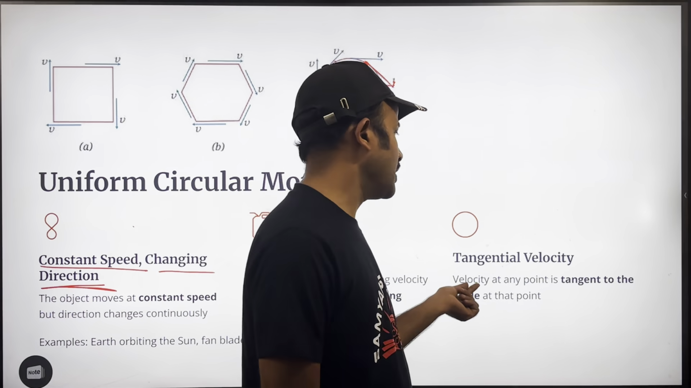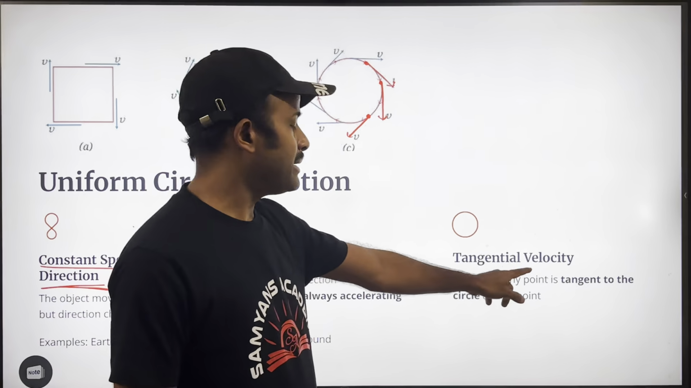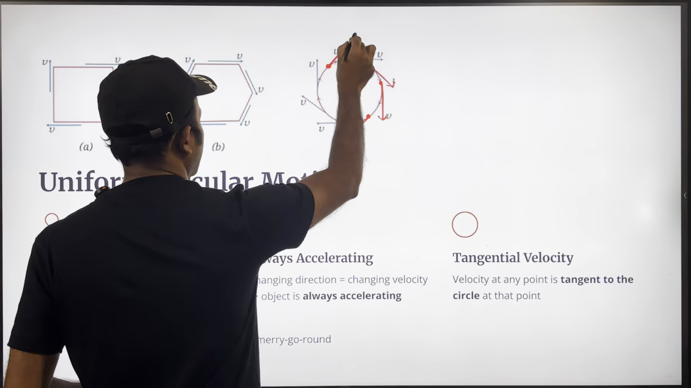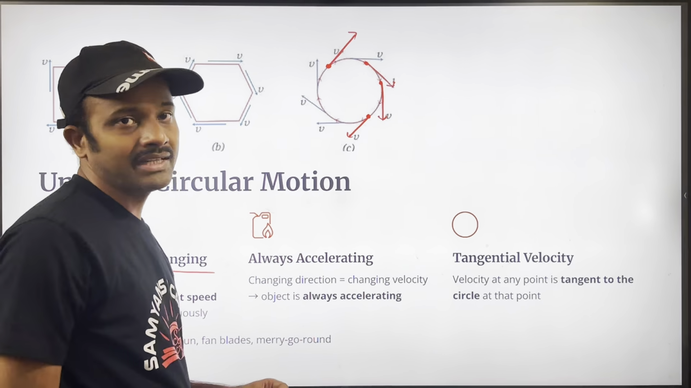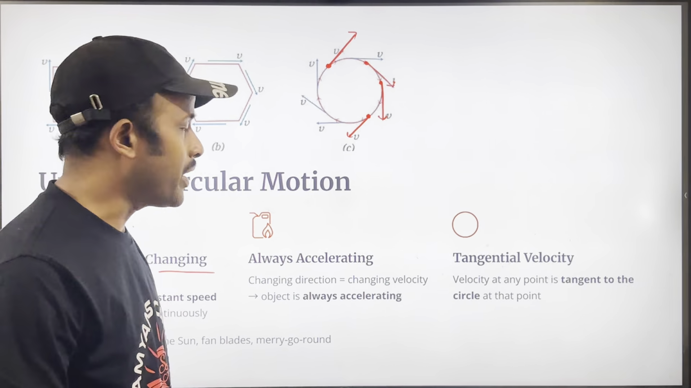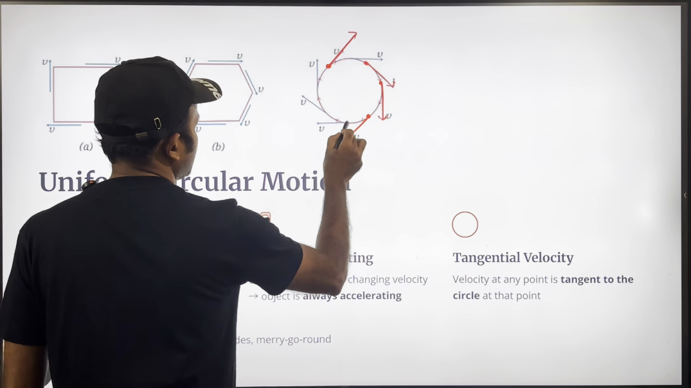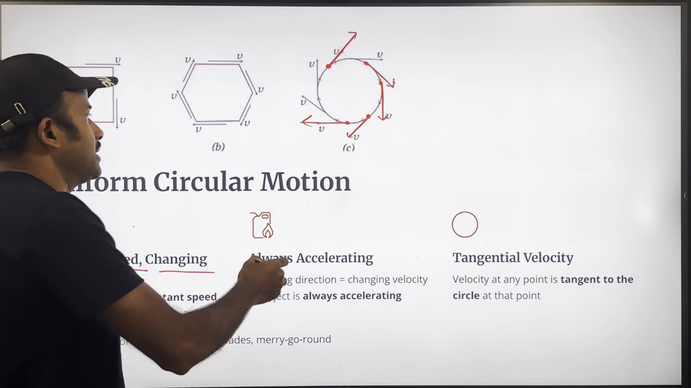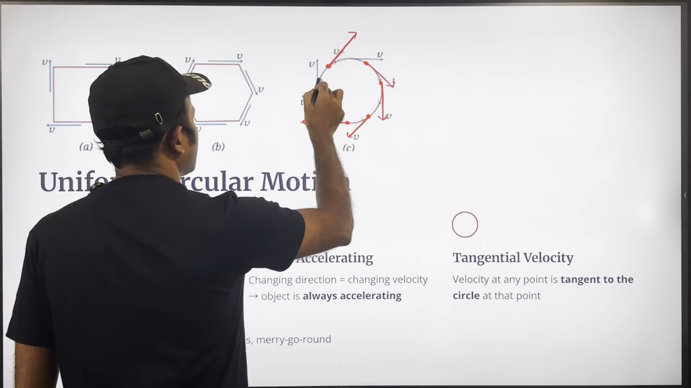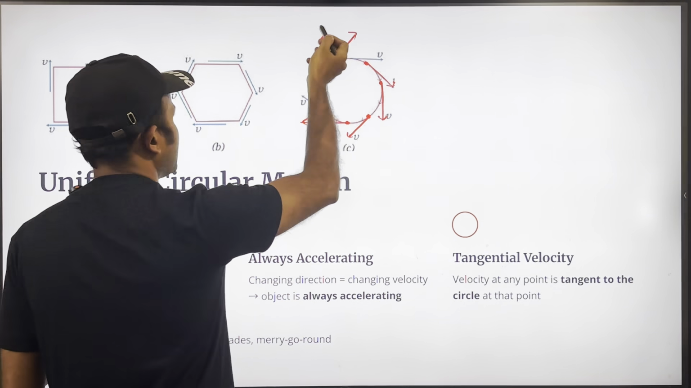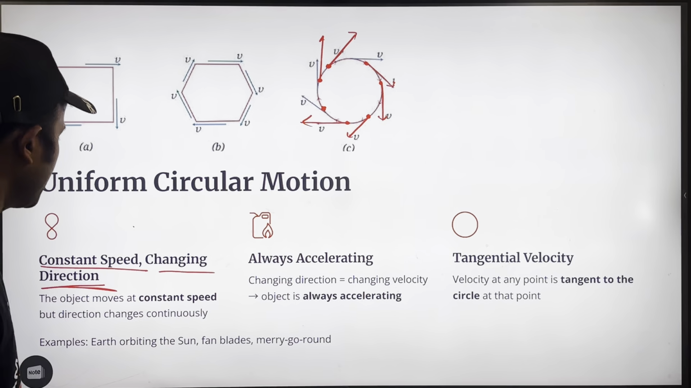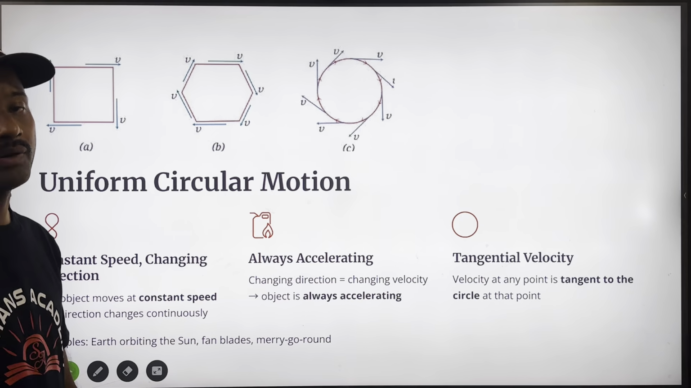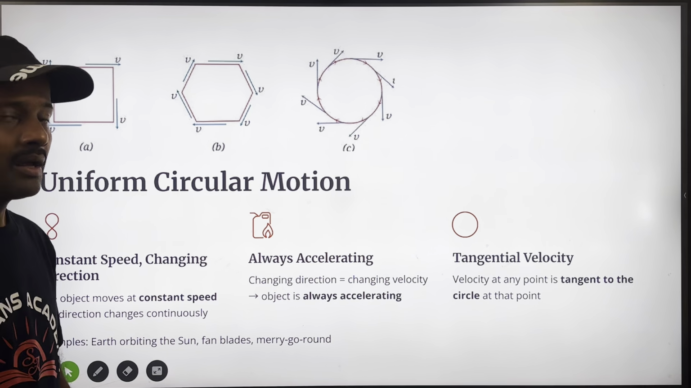Next, tangential velocity. What do you mean by tangential velocity? Velocity at any point is a tangent to the circle at that point. Suppose when the particle comes to here, what is its direction? Its direction gives the tangent drawn to the circle at that point. So when the particle comes to here, it moves in this direction. Anytime, the direction is changing on the circular path. So when you draw the tangent to that particle, it gives the direction of the velocity of the particle. In this way, when a particle is moving in uniform circular motion, the speed is constant but direction is changing.